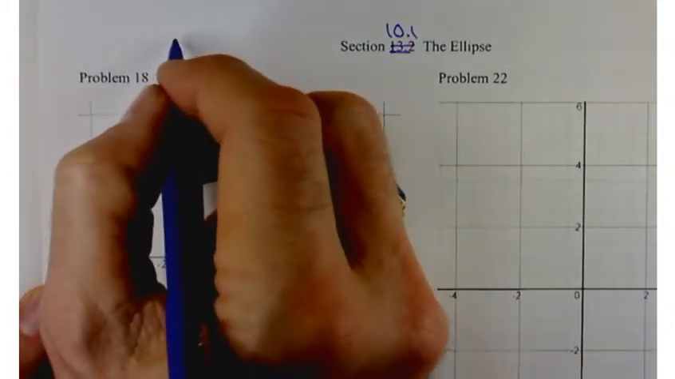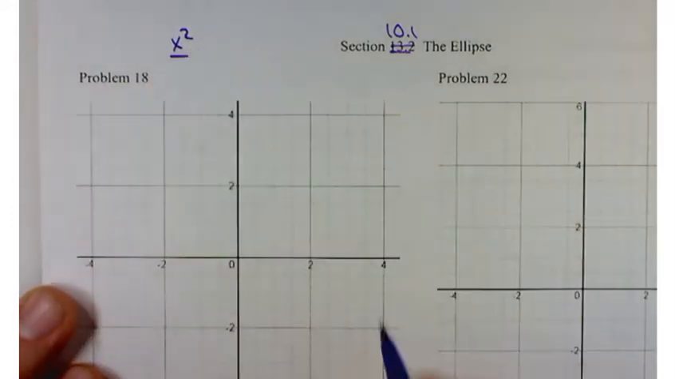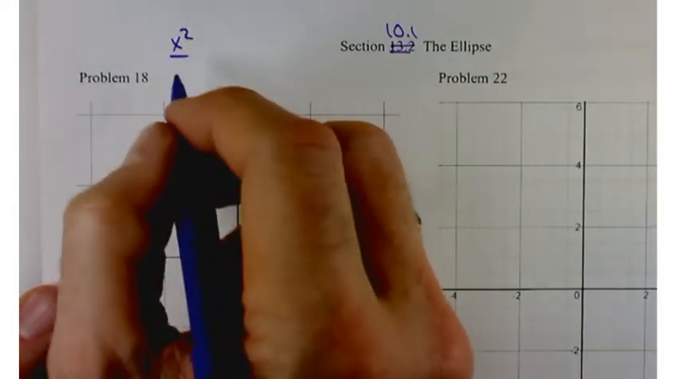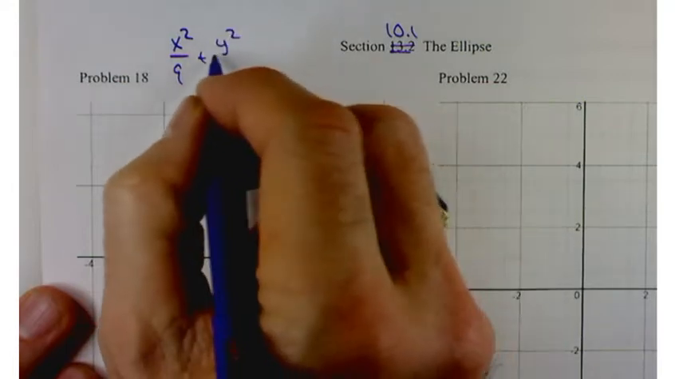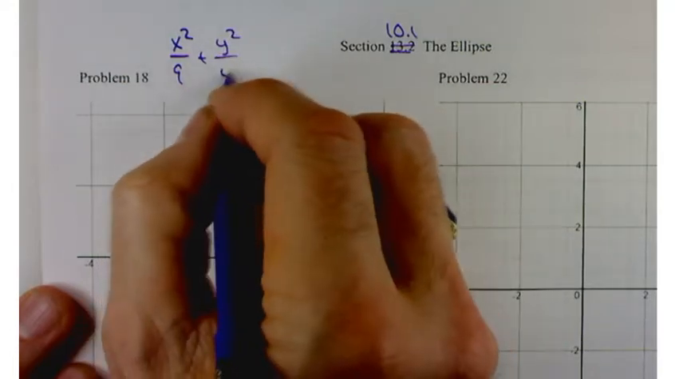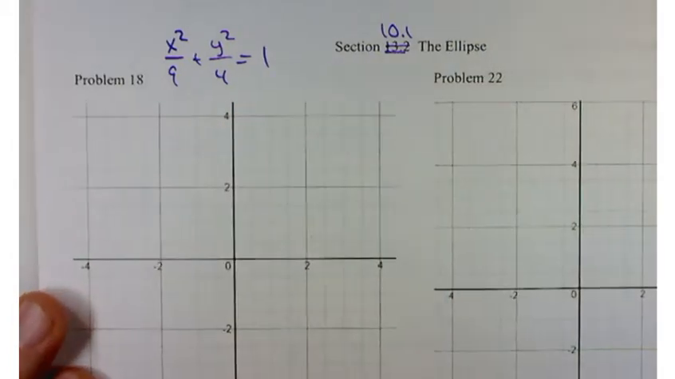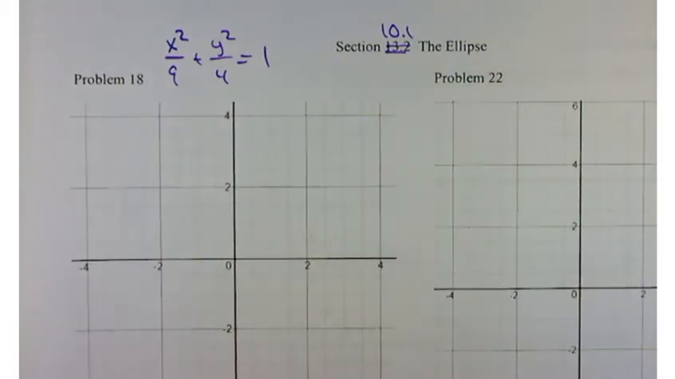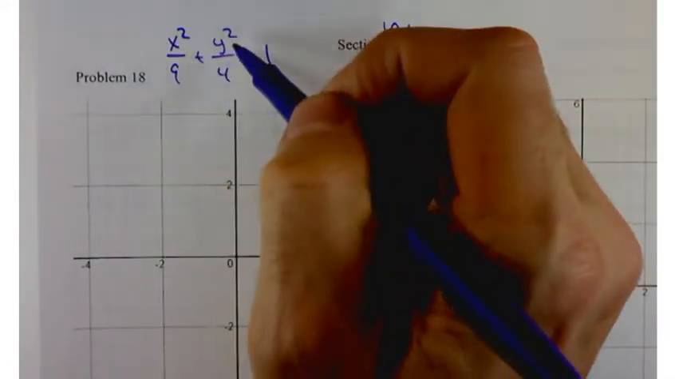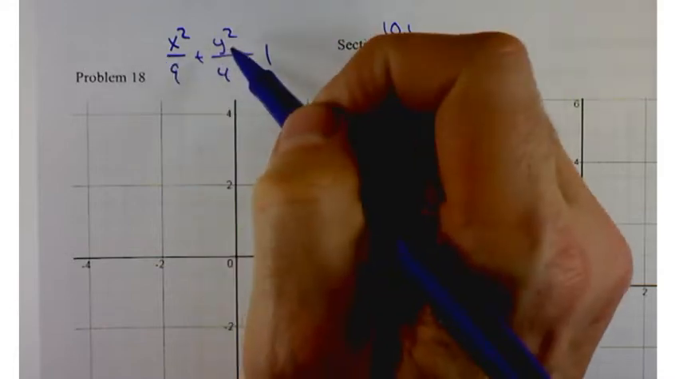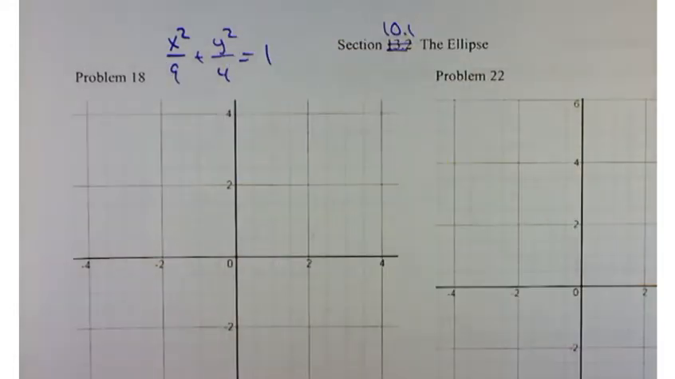Let's look at x squared over 9 plus y squared over 4 equals 1. So you can play with this and you can kind of look at it and realize that the coefficients of x squared and y squared are both positive but both different, and conclude that it's an ellipse. But what's the actual graph of this look like?